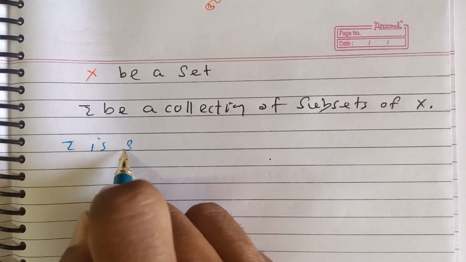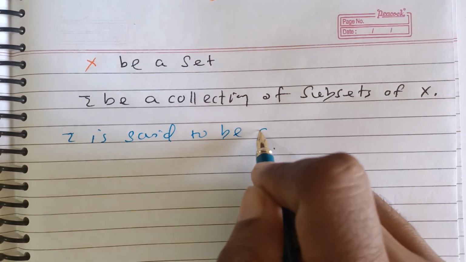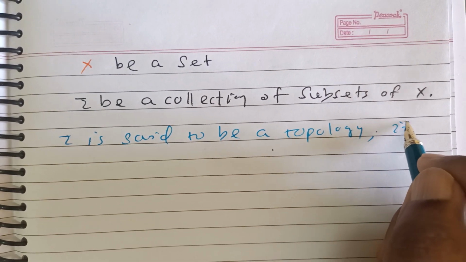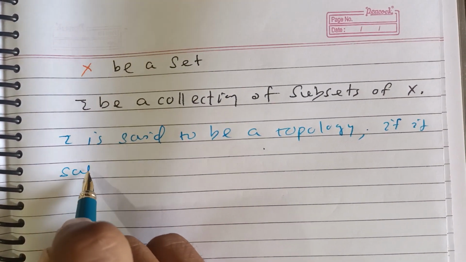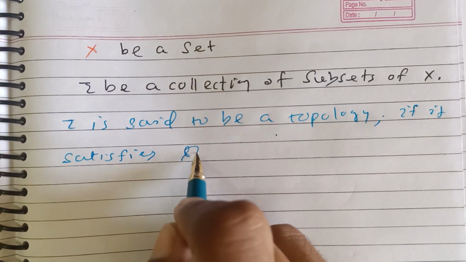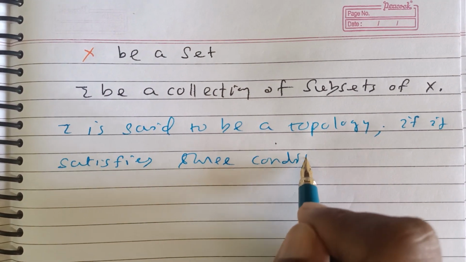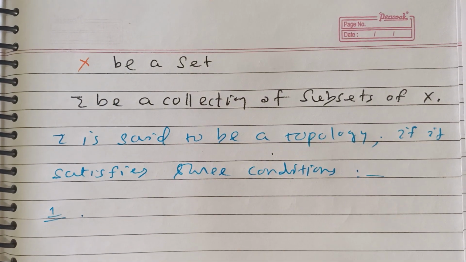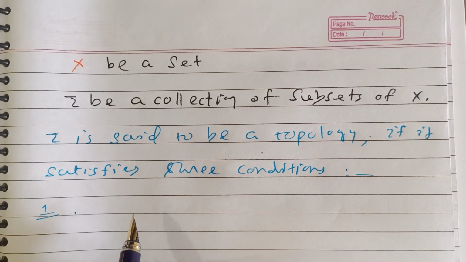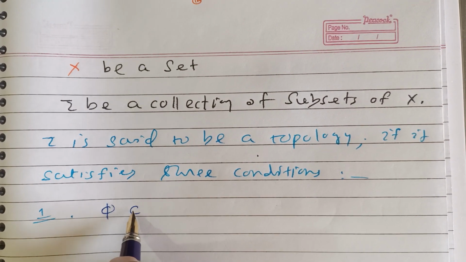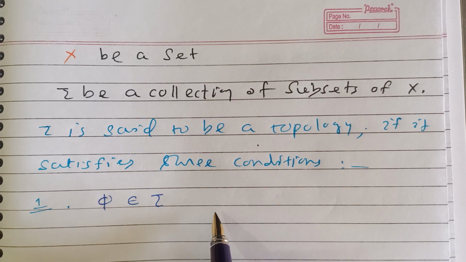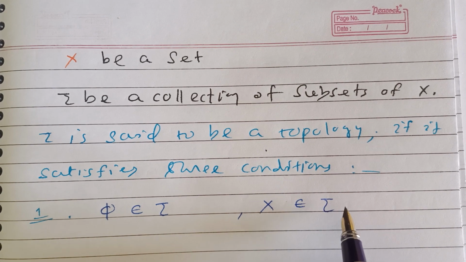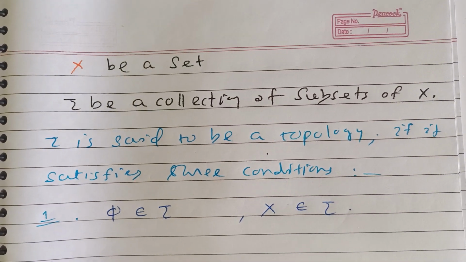Tau is said to be a topology if it satisfies three conditions. First one is that phi and X must be elements of set tau. Phi must be an element of the collection tau, and the set X itself must be an element of the collection of the subsets, the family of subsets.